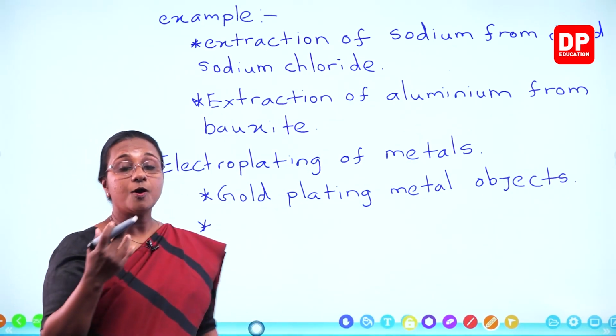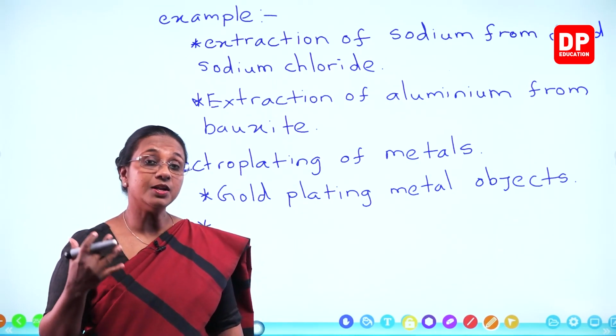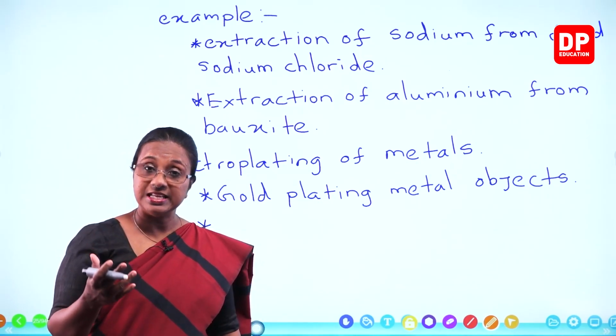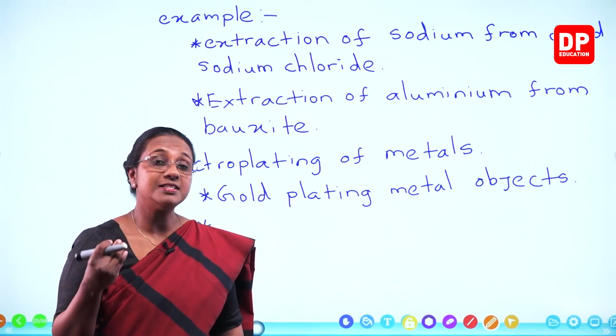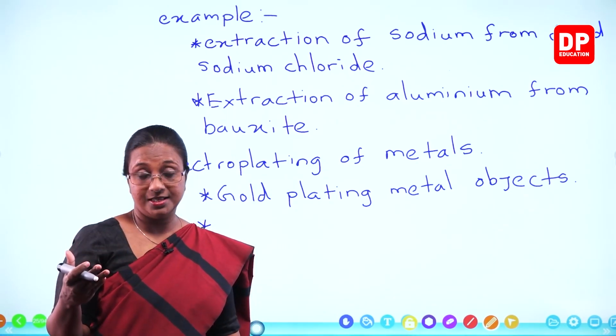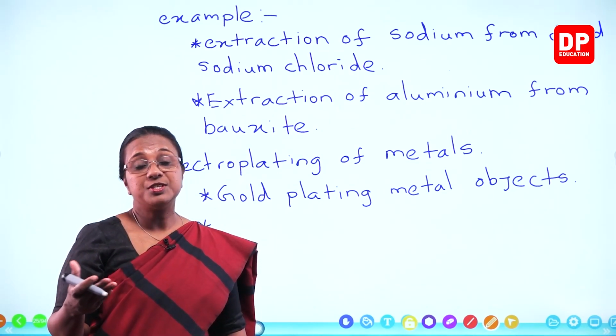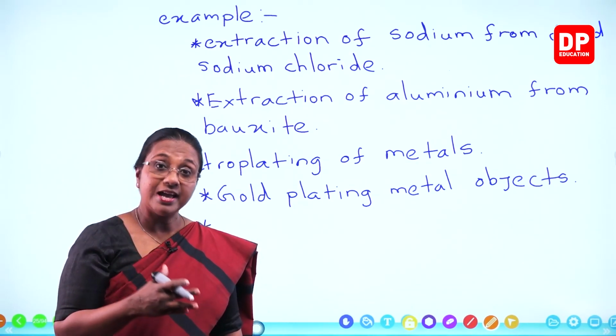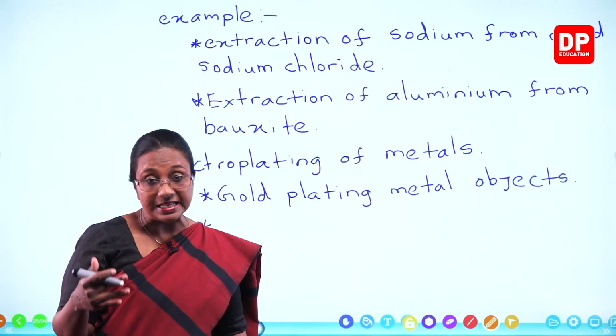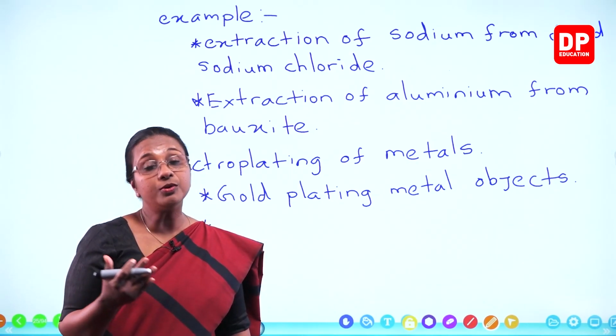Then there are objects made up of either iron or steel. Now you all know steel is an alloy of iron, but still there is a chance that they can undergo rusting. So iron objects or steel objects can undergo rusting. Iron is more prone to rusting, but steel also sometimes can undergo rusting.